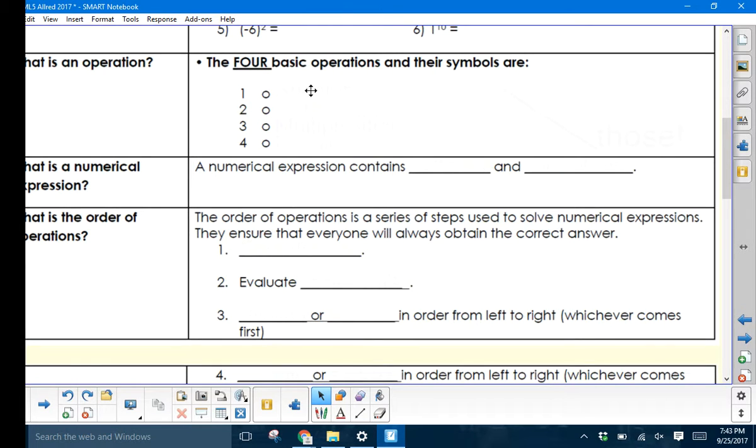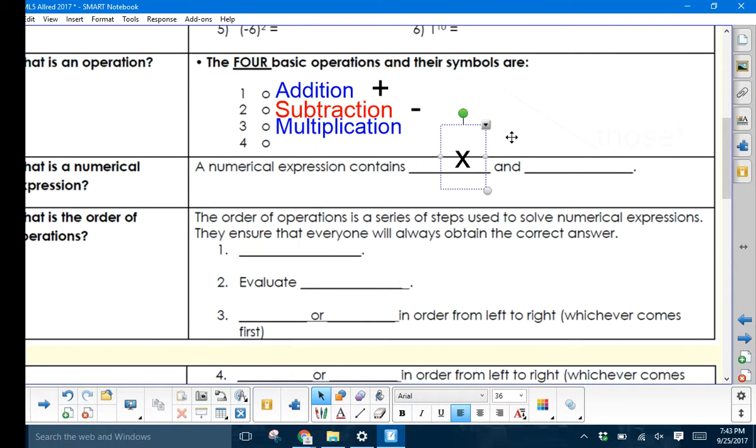In math, there's 4 basic operations. Okay? Addition. Usually we've seen a plus sign before. You've got subtraction. You might have seen a subtraction sign before. I don't know. Maybe you have. Maybe you haven't. Multiplication. You might see it like an X. You might see it like parentheses. You might see the dot. Or division.